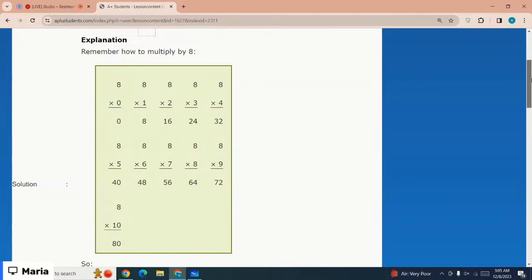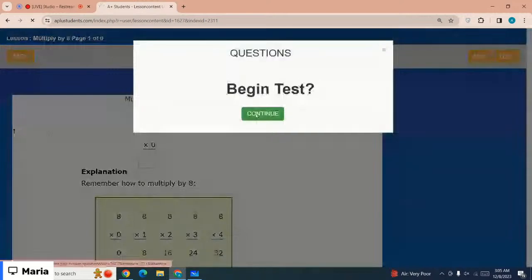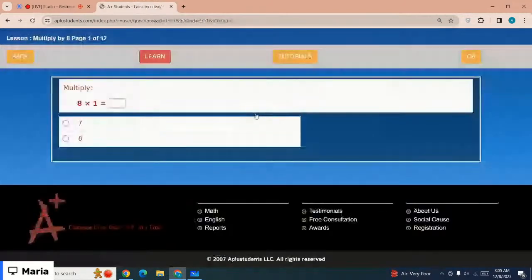Let's just start with the practice question. The first one is 8 times 1. So which is the correct option? 8 times 1 equals whatever number you are multiplying with 1, the answer is always the same. 8 times 1 is always 8. So the correct option is 8, right? 8 times 1 is 8.